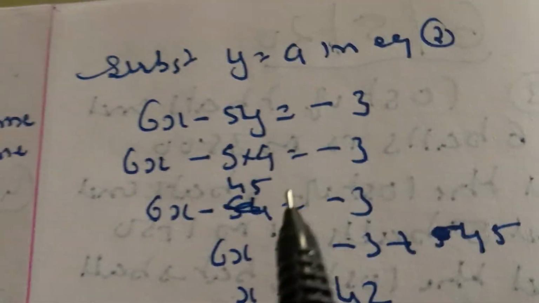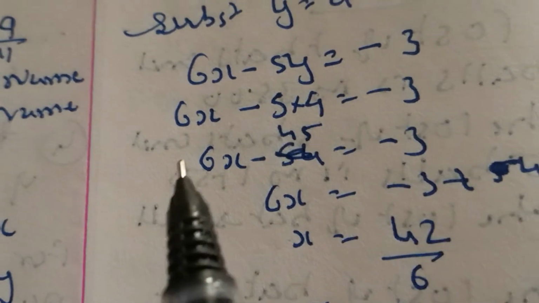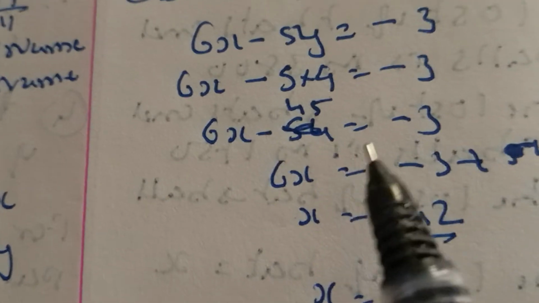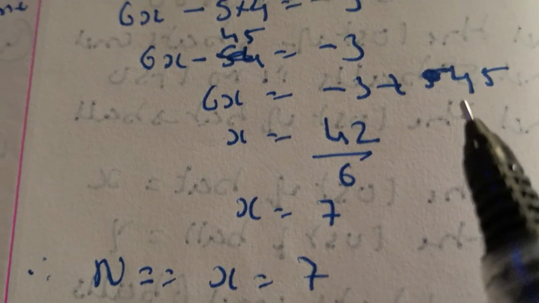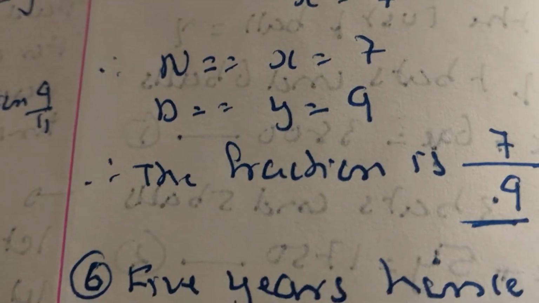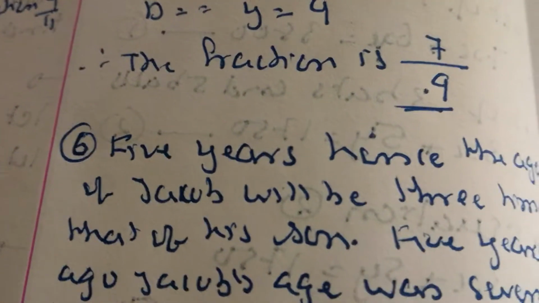Now substituting y is equal to 9 in equation 2. That is 6x minus 5y is equal to minus 3. Substituting y is equal to 9, so 6x minus 5 into 9 is equal to minus 3. So 6x minus 45 is equal to minus 3, since 5 nines are 45. Minus 45 taken on the right side becomes plus: minus 3 plus 45. So your x is equal to 42 upon 6. x is equal to 7. So the numerator is x is equal to 7 and denominator is y is equal to 9. So the required fraction is 7 upon 9.